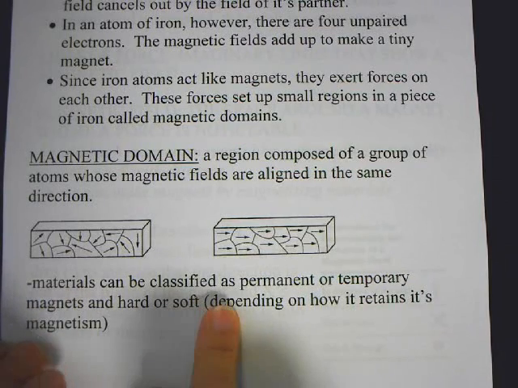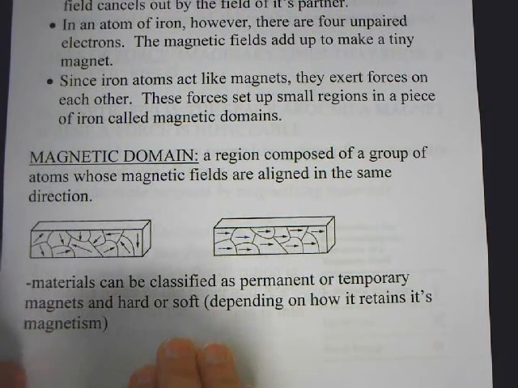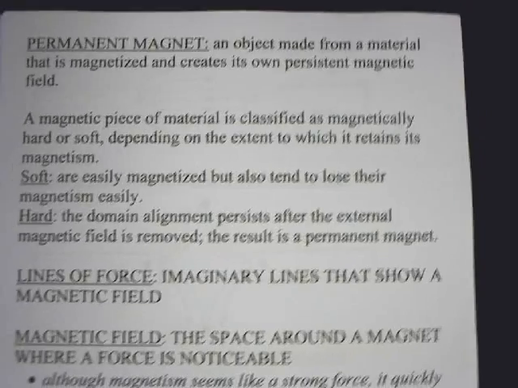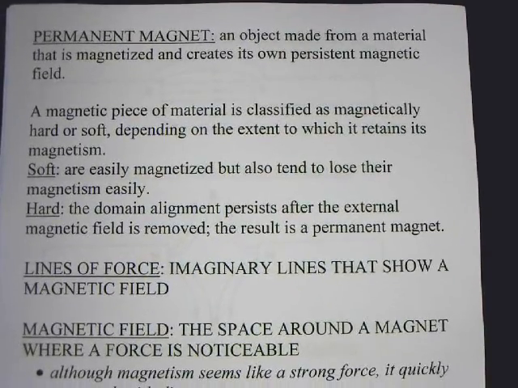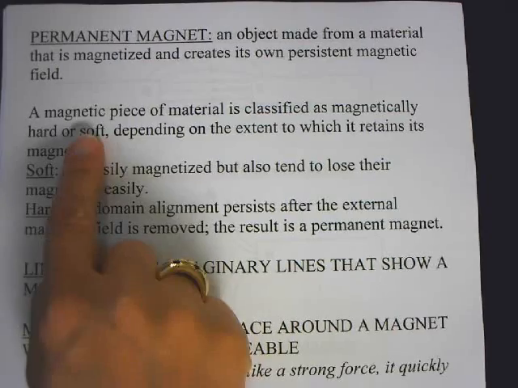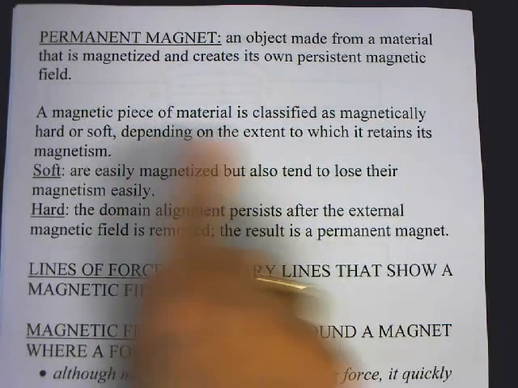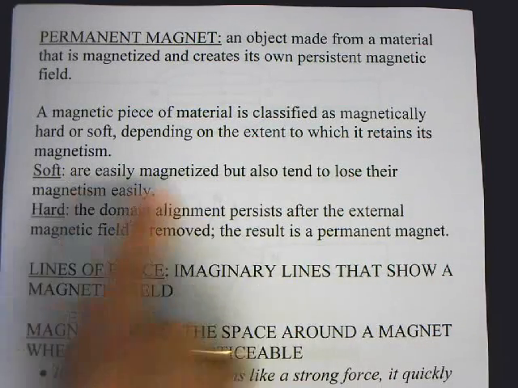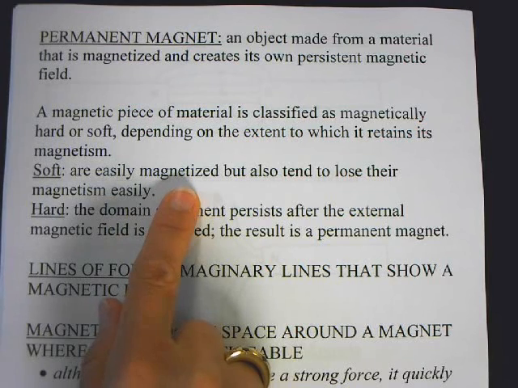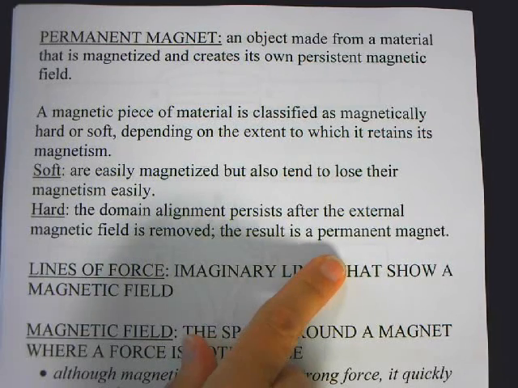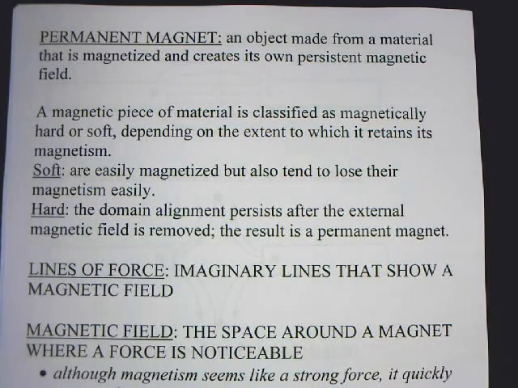Okay? So materials can be classified as a temporary or permanent magnet, and whether it's hard or soft, depending on how long it retains its magnetism. Permanent magnets are made from a material that's magnetized and creates its own magnetic field. A magnetic piece of material is classified as either hard or soft. Soft ones are easily magnetized, but they can lose their magnetism easily. And hard is one that's like a permanent magnet, where it keeps its magnetism a lot longer.